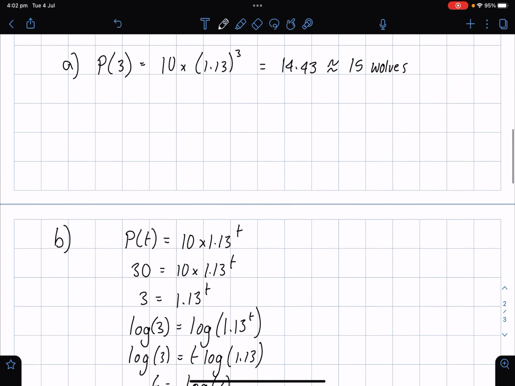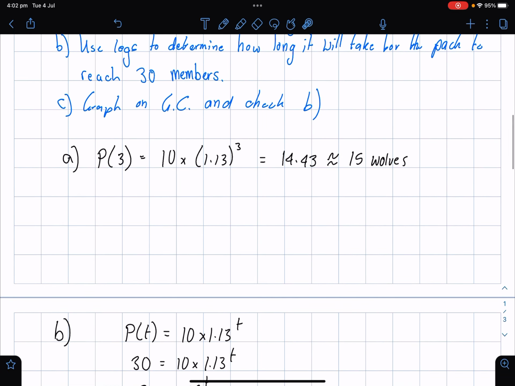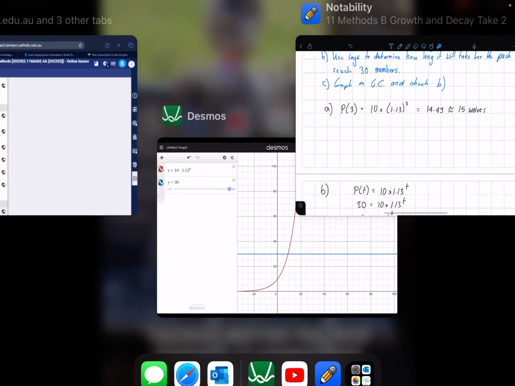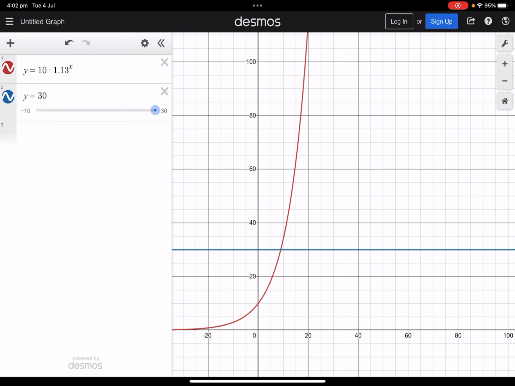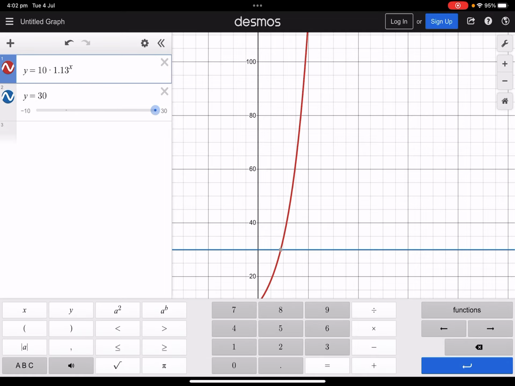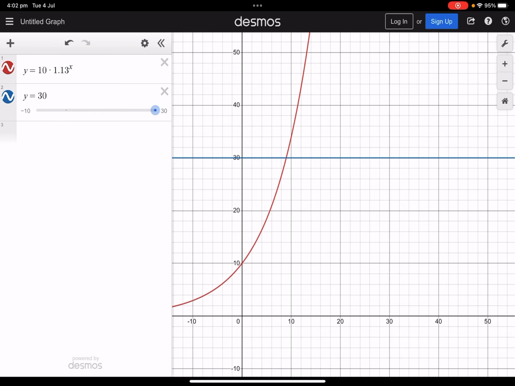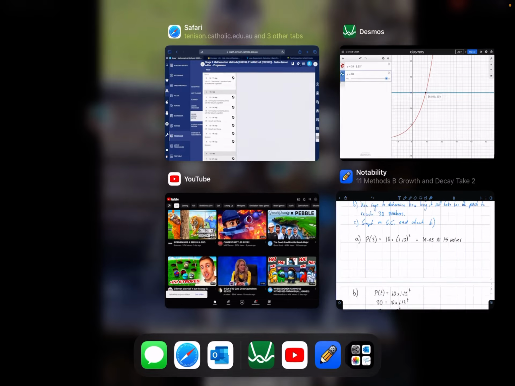Now, if you have a graphics calculator at home, I want you to graph this function, play around with the window and check part B. I can't share my graphics calculator with you on my iPad, but I can show you on Desmos. So I've got my function here. I've got my population equal to 30, and the intersection will give me my time. And we get 8.989, which is approximately 9 years, as we said before. So there's our little check.